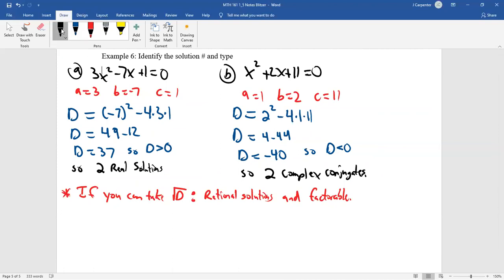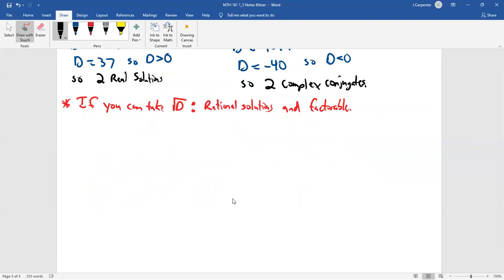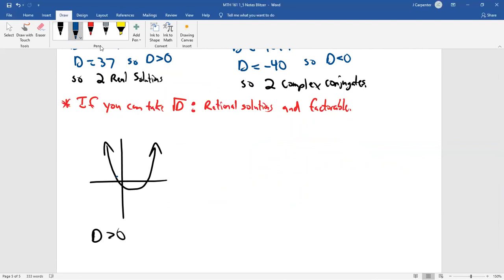All right, so last thing in the last couple minutes we have, let's throw up the three different cases. If your discriminant is positive, now this graph may be pointing up or down. I'm only going to draw them pointing up, but the point of this is that the graph crosses your x-axis twice. That's your two real solutions.